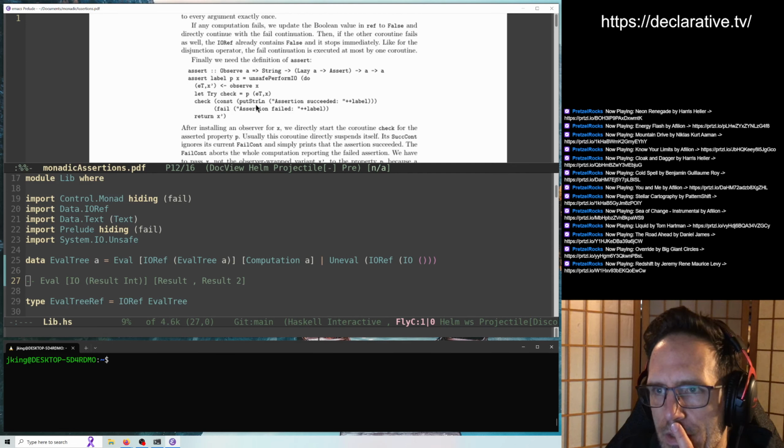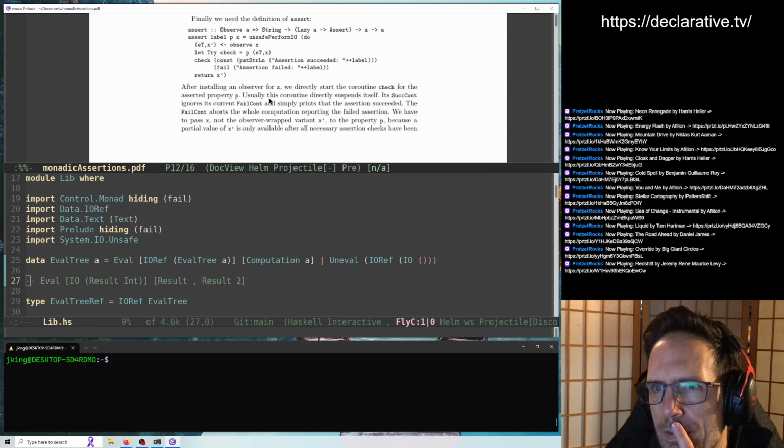And then we have const. It looks like two expressions here. Const assertion succeeded or fail assertion failed. Return x. So after installing an observer for x, we directly start the coroutine check for the asserted property p.